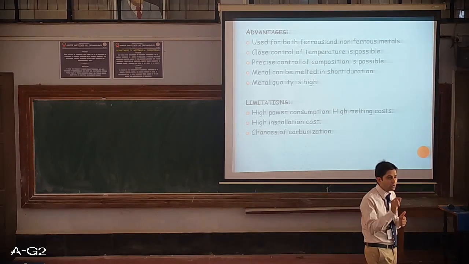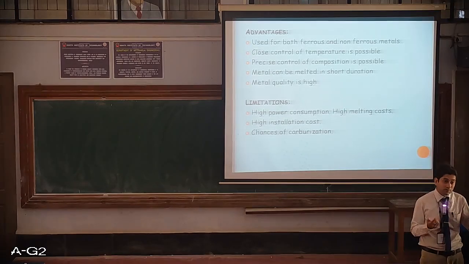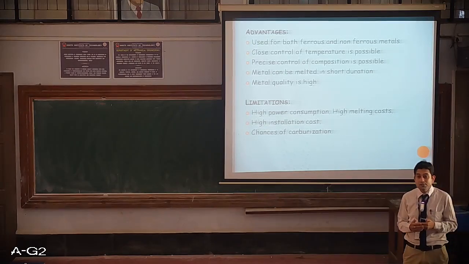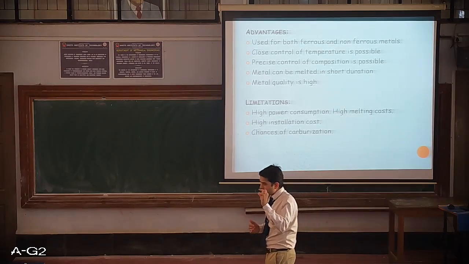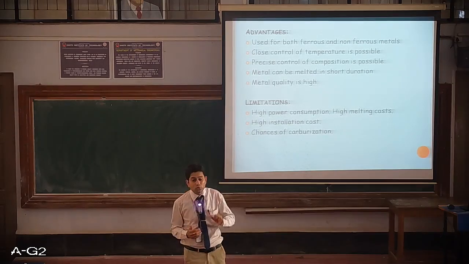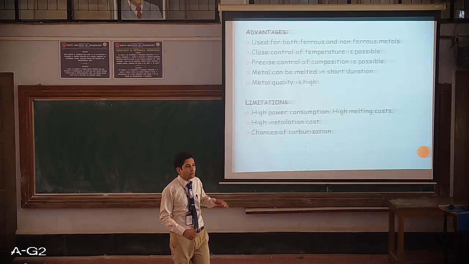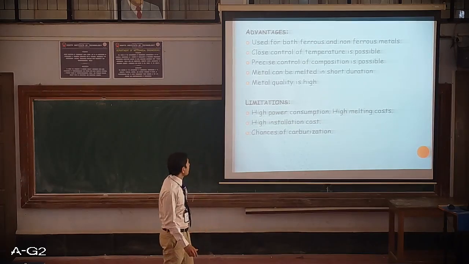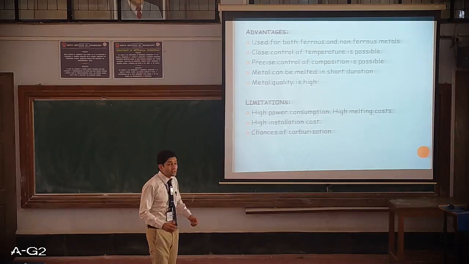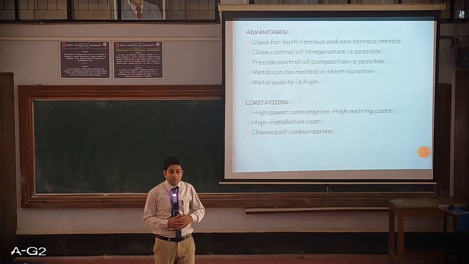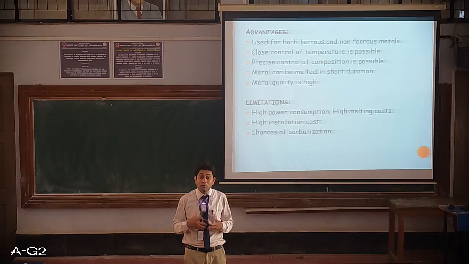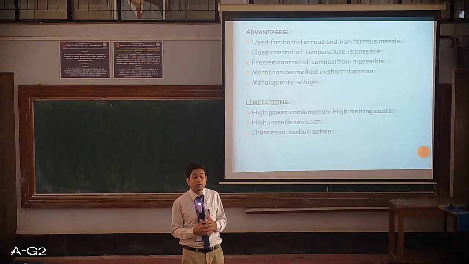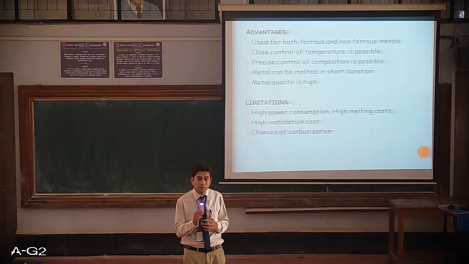If you want 1501, probably the temperature might be around 1430 or 1450 degrees Celsius only, or sometimes it can be even 1550 degrees Celsius. So the close temperature control which you want to have is achievable by this type of furnace. Then precise control of composition is also possible. Why? Because here there is no pickup of carbon, no pickup of sulfur, no pickup of oxygen, because of which the composition of the final metal casting you get will be controlled.